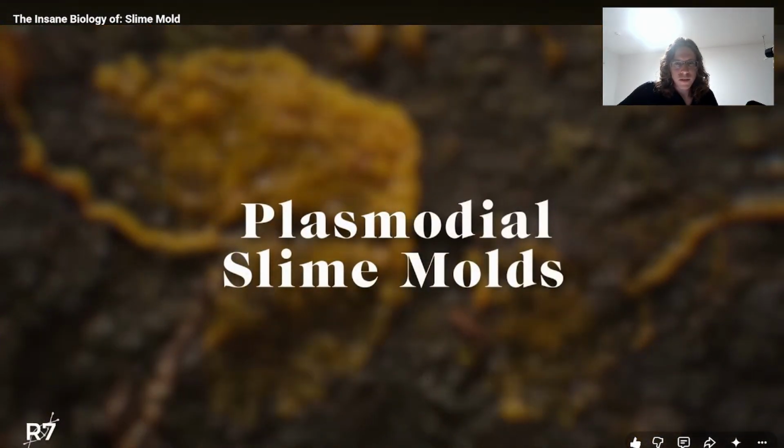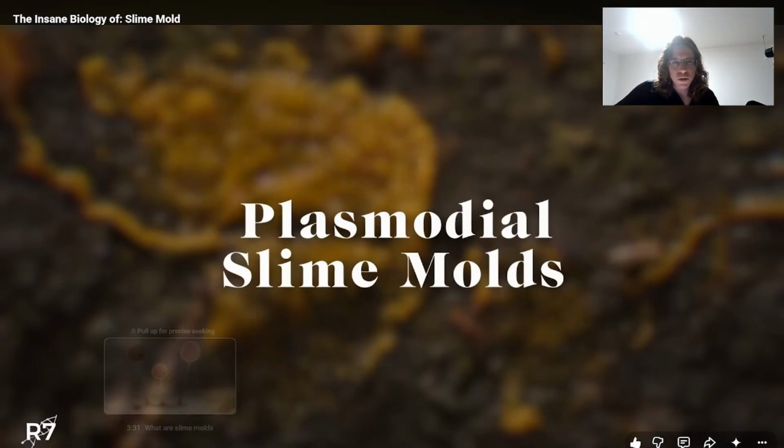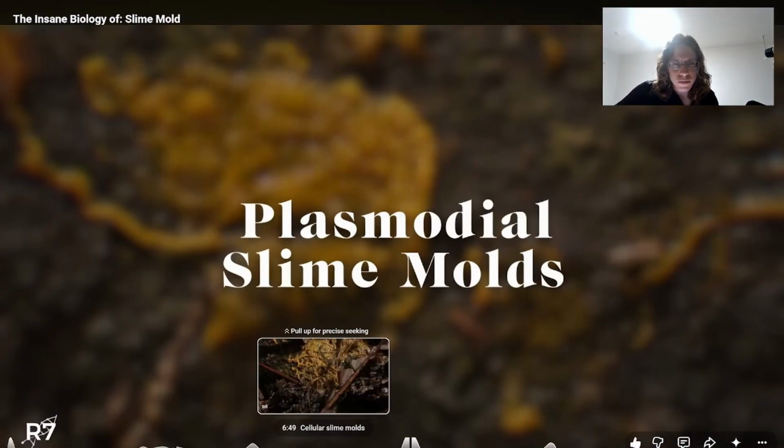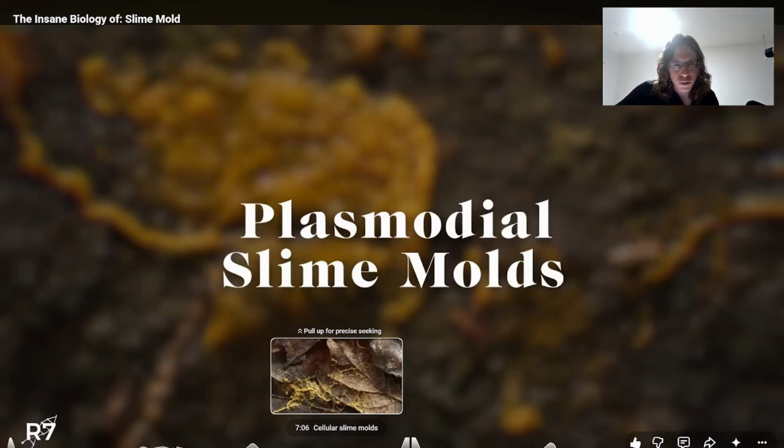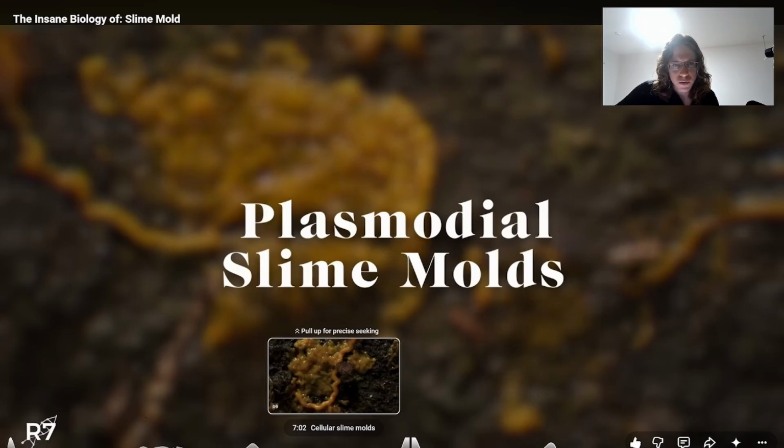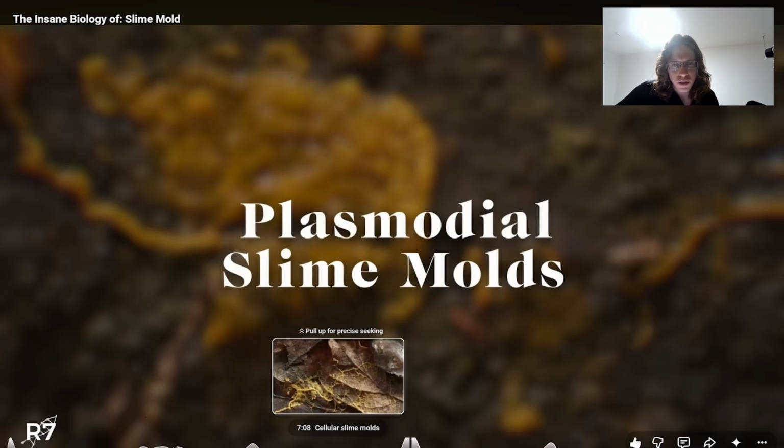The major type of slime mold belongs to the class Myxogastria. Okay, but then how do they actually work? It's a pretty simple thing.